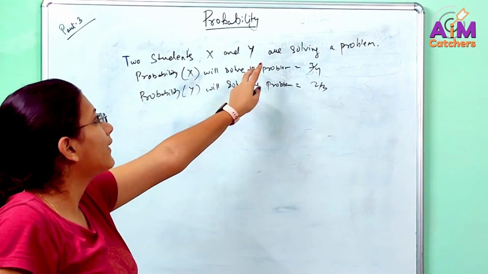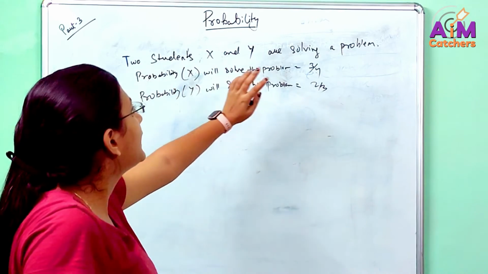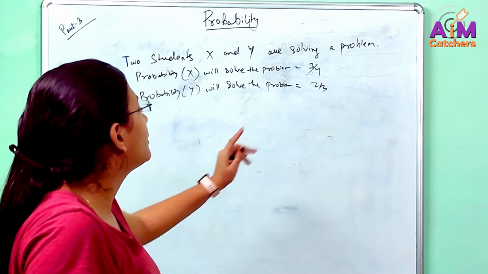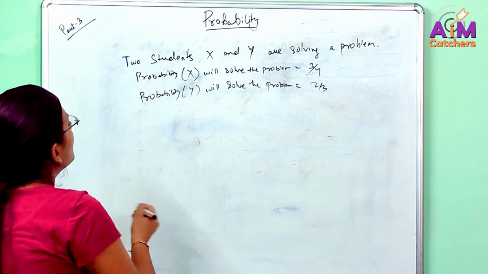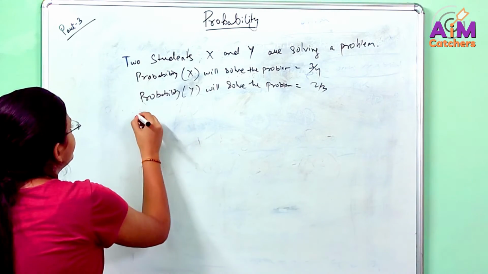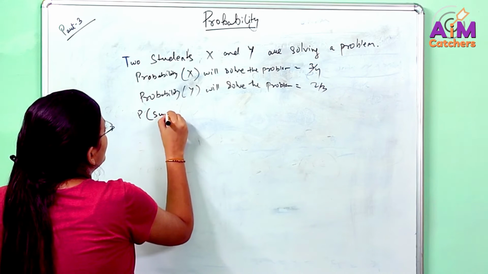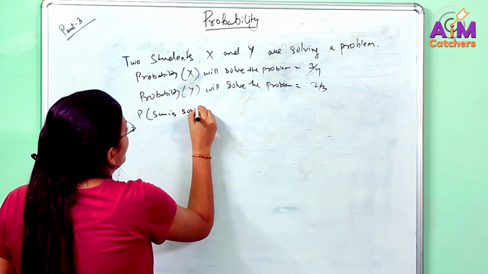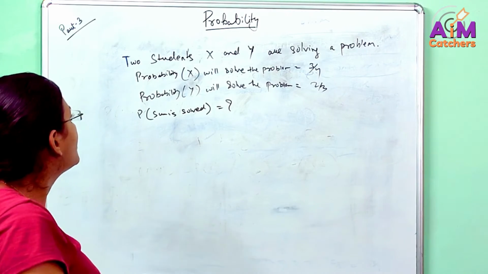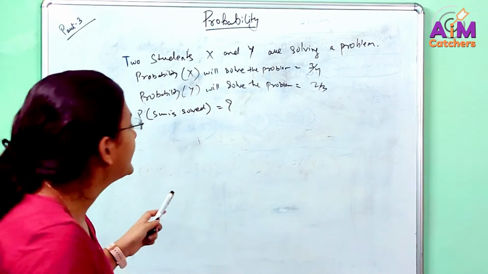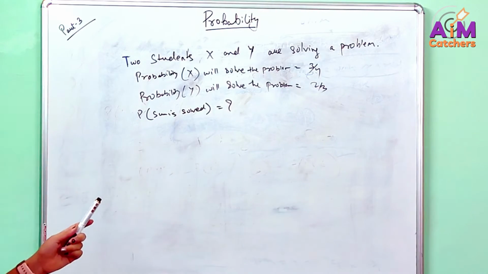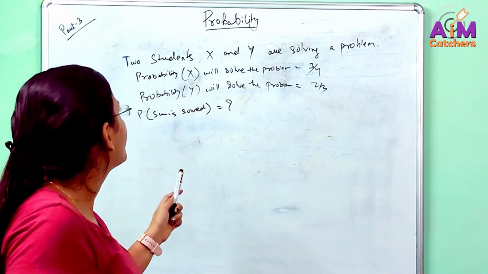Two students X and Y are solving the problem. Probability that X will solve the problem is 3 by 4. Probability that Y will solve the problem is 2 by 3. So the question can be, what is the probability that the sum is getting solved? Probability sum is solved. What do you mean by that? Probability that sum is solved. This means either x is solving it or y is solving it. Both the conditions are okay to us, right?